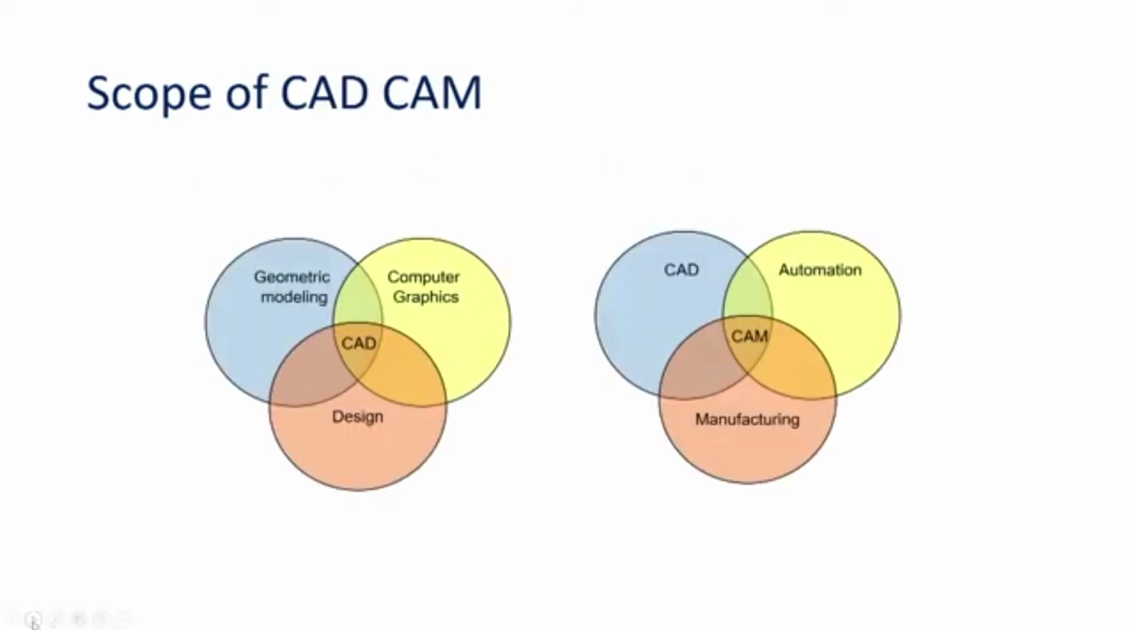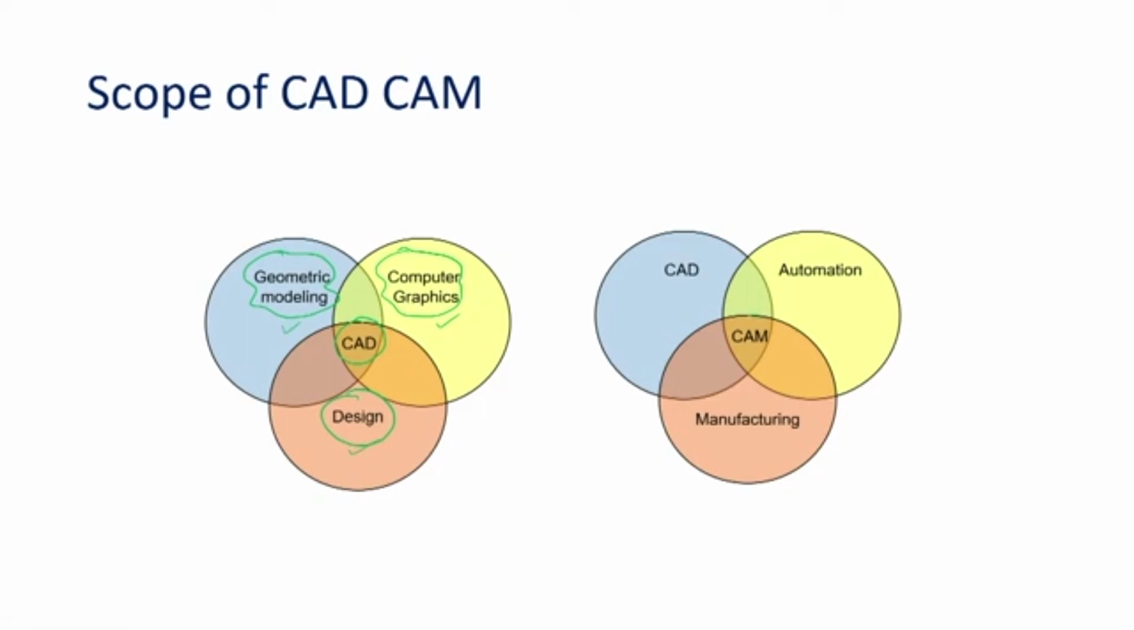Now, what is the scope of CAD and CAM? So, CAD is, you can say, the intersection of three disciplines: geometric modeling, computer graphics and design, that is, mechanical design. So, to develop expertise in CAD, we must have knowledge of computer graphics, knowledge of design, that is mechanical design, and modeling.